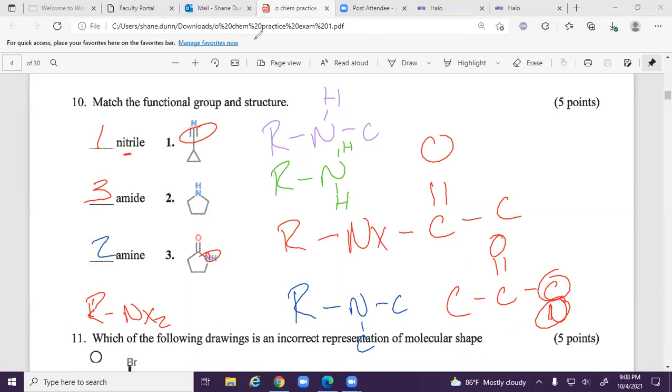Was that a hand raise or a stretch? It was a stretch.